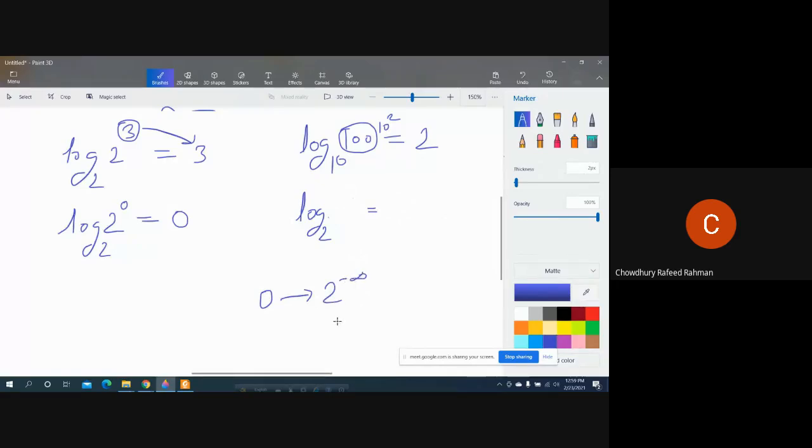Does everyone agree with me on this? Yes, sir. 2 to the power minus infinity is equal to what? 1 by 2 to the power infinity. That means 1 by infinity. That means what? 0. Is it clear? Yes, sir. That means here I can write 2 to the power minus infinity, so here there will be minus infinity. Is it clear? Yes, sir. Okay. So that means log 0 is always minus infinity.